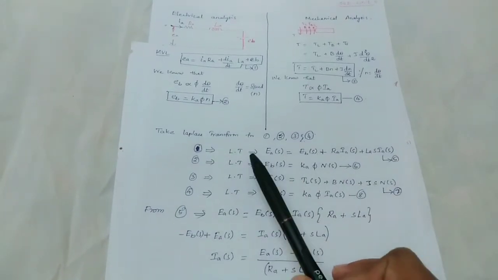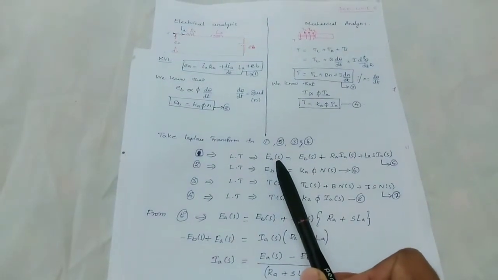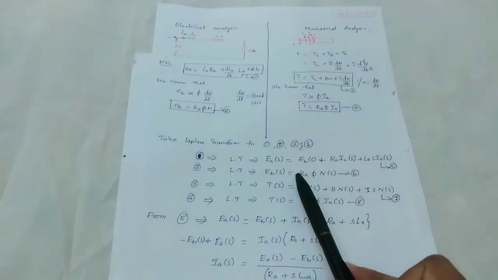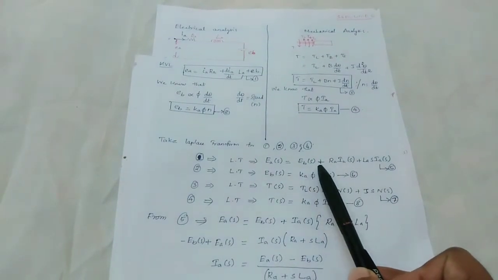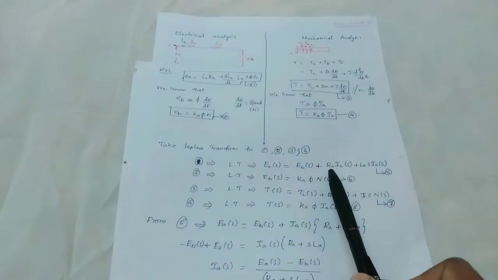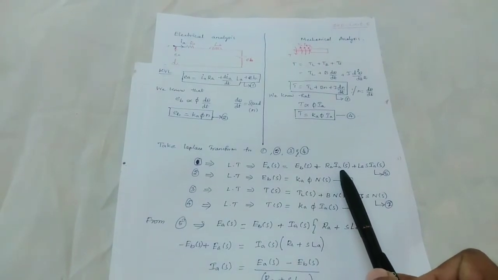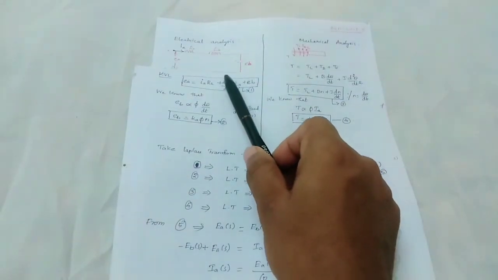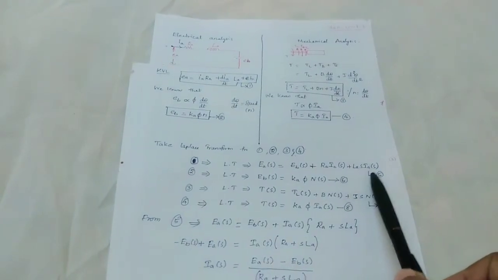So I'll repeat. First, Ea of S is the Laplace transform of Ea, and which is equal to Eb. Eb is taken as the Laplace transform Eb of S plus Ra into Ia of S, because Ra is constant, so we take the variable Ia of S. Then La dIa/dt will be taken as La S into Ia of S.